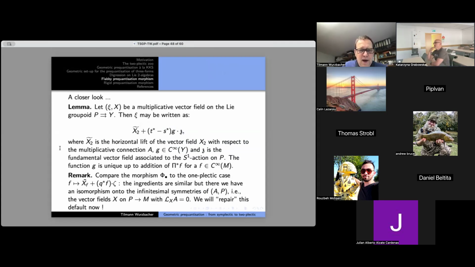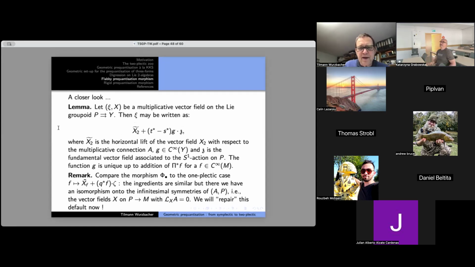But in the one-plectic case, these are all the symmetries of the one form A. They look all like this. And now the question is, in which sense is this true in the two-plectic case? And there's a phenomenon coming up, which you might call a gauge. You will tell us in a second.